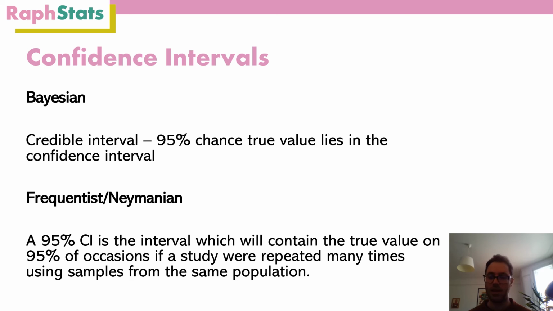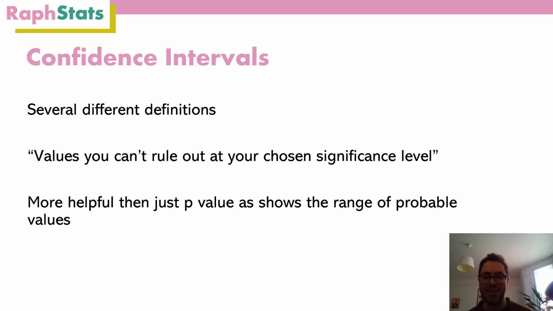I think an easy way to think about it is it's just values you can't rule out at your chosen significance level. So if you've chosen p equals 0.05, then all of the values within the confidence interval are plausible with that significance level. So it's a range of probable values given your significance level. That's a bit of a woolly definition. That's because there's a lot of debate about exactly how you should define it, but I don't think it's that important for you guys to think about.